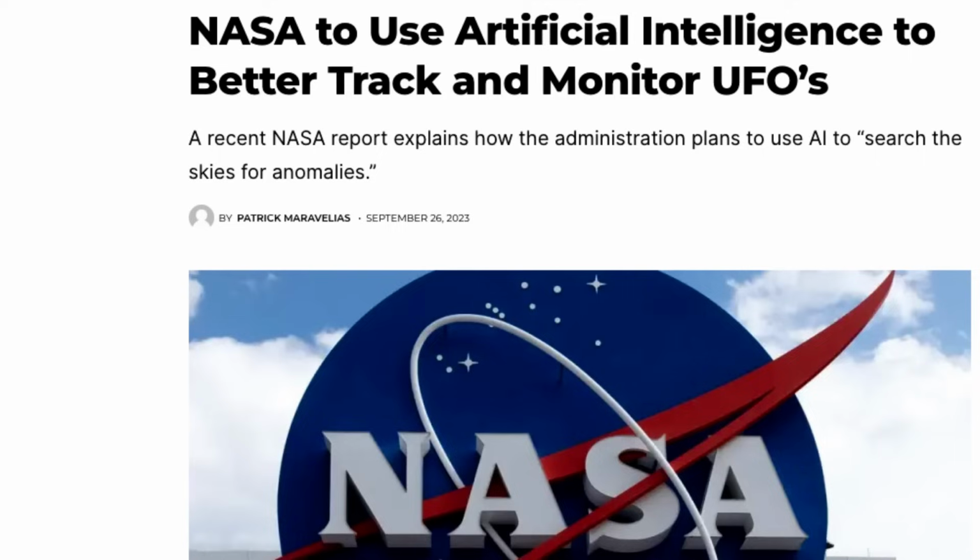NASA reveals, and this came out yesterday, Mark, September 25th: artificial intelligence and machine learning will be essential to finding and proving the existence of extraterrestrial life and UFOs, NASA said. Not Billy Bob Magoo, NASA. The space agency recently released its highly anticipated 36-page UFO report that said NASA doesn't have enough high quality data to make a definitive science conclusion about the origin of UFOs.